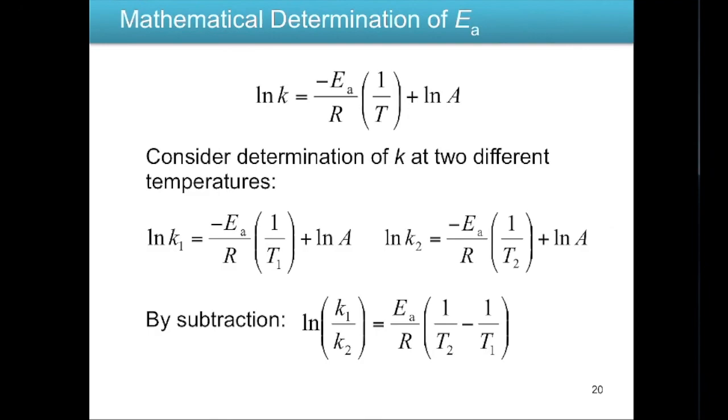Now we can also do this without graphing, or if you want to call it just mathematically. I know graphing is also mathematical, but we'll just separate that, calling it graphing. We'll call this the mathematical determination of the activation energy. So if we start with the Arrhenius equation in the form of a straight line, and we want to consider two different temperatures, T1 and T2, we would also have two different rate constants. And if we subtract those two equations, we end up with this equation right here. And we can use that equation also to determine the activation energy.